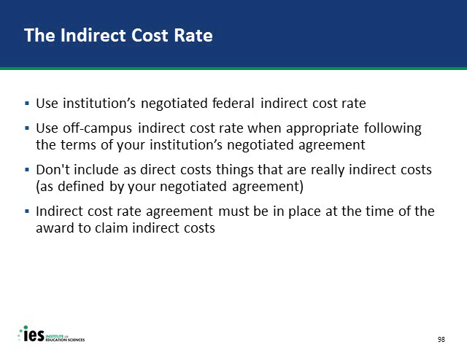For the indirect cost rate, you need to use your institution's negotiated federal indirect cost rate. You should use the off-campus indirect cost rate when appropriate, following the terms of your institution's negotiated agreement. Do not include as direct costs things that are really indirect costs. You need to check your negotiated agreement and make sure that you are only including indirect costs in this category. The indirect cost rate agreement must be in place at the time of award in order for you to claim indirect costs.